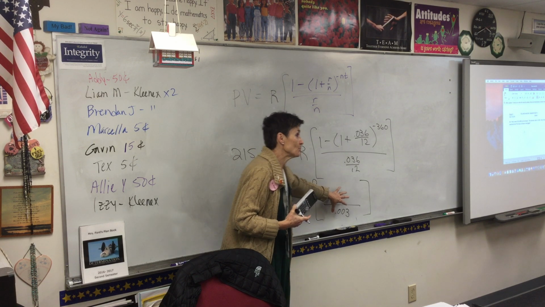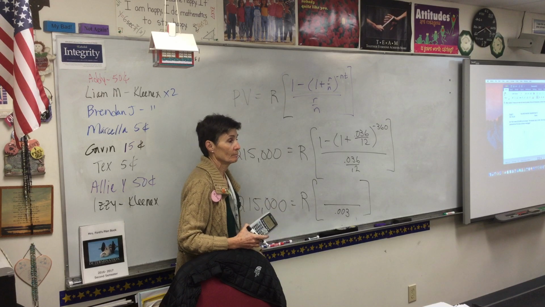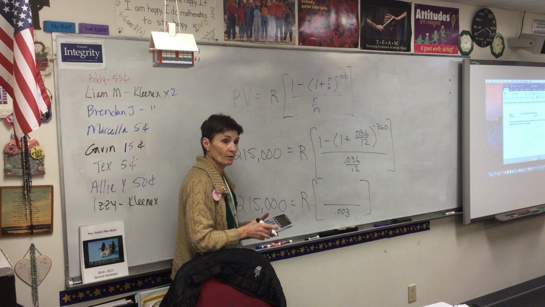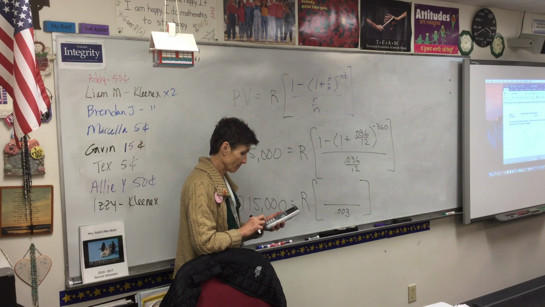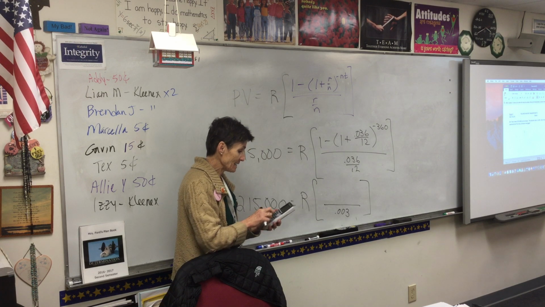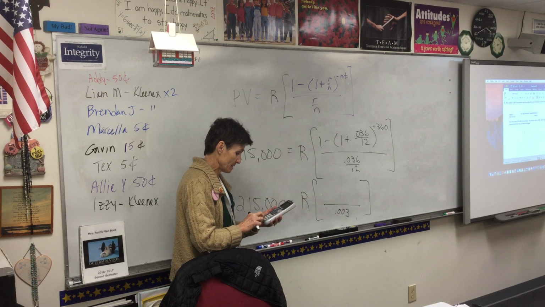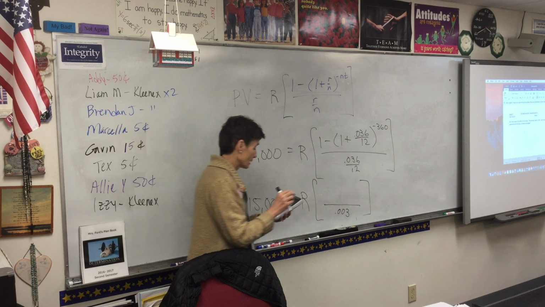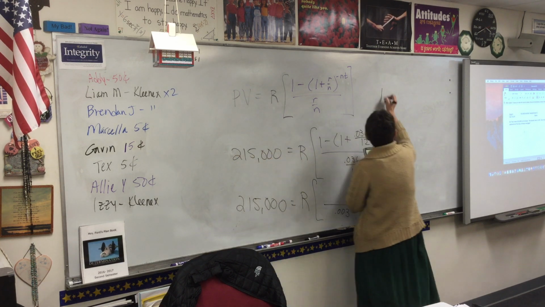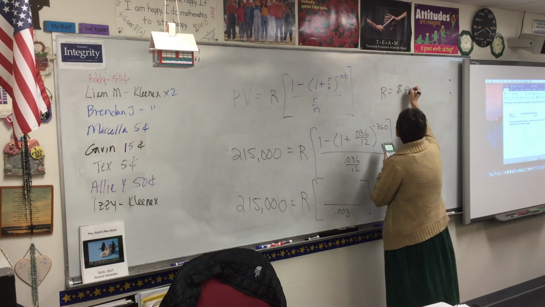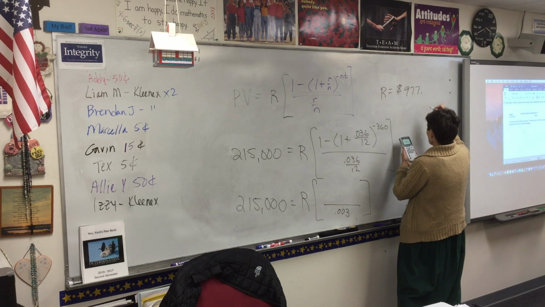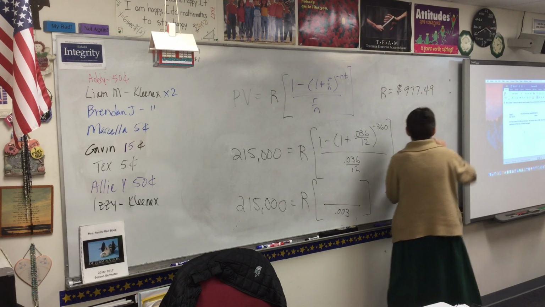Now what do I need to do to get R? Divide. I need to take 215,000 and divide it by that 219 number. And these monthly payments are $977.49.